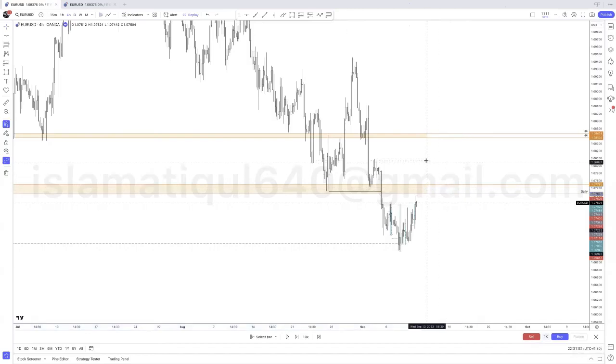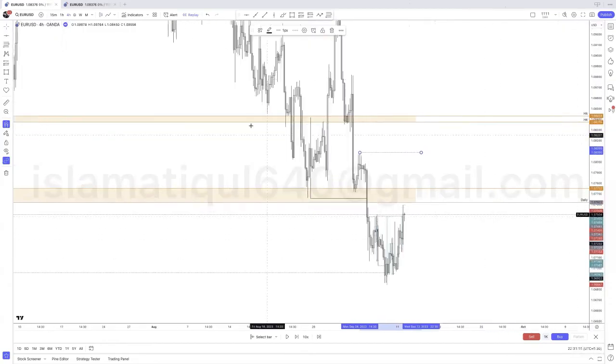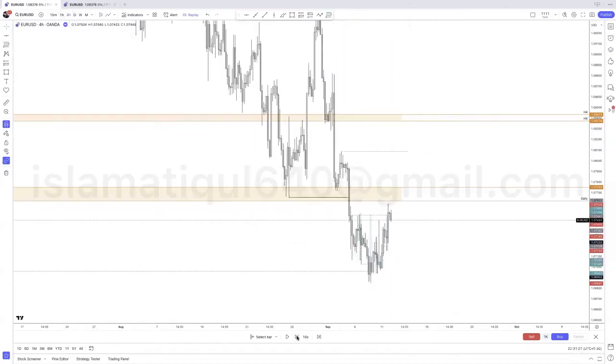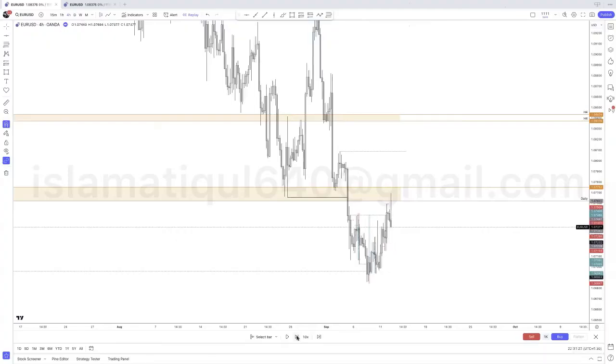Okay, so I'm not going to just assume stuff and then say, okay, it's going to move here, and this zone is not right. No, I will pay attention to this zone. If it fails, I would expect the market to go here. That is all I'm expecting. So let's see. Wait for Asia to end and then decide what to do.